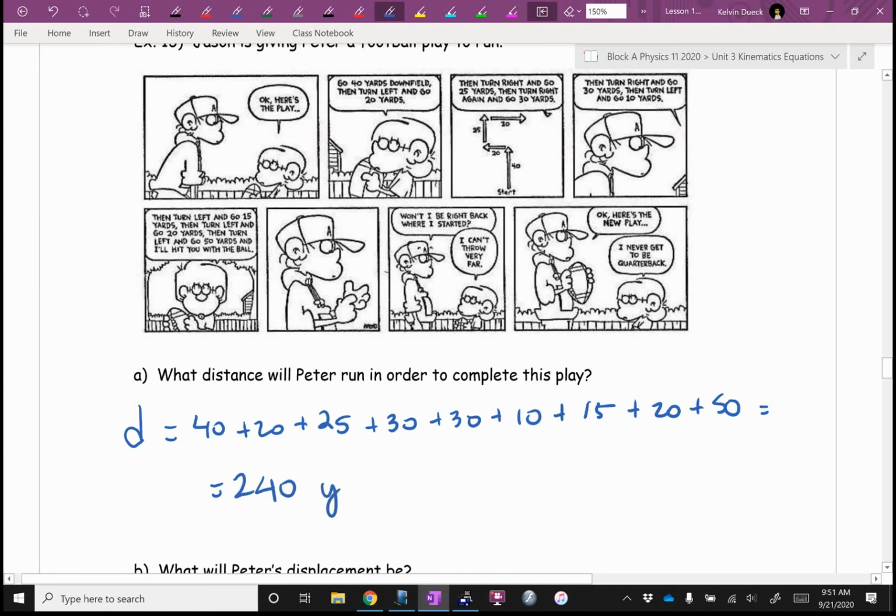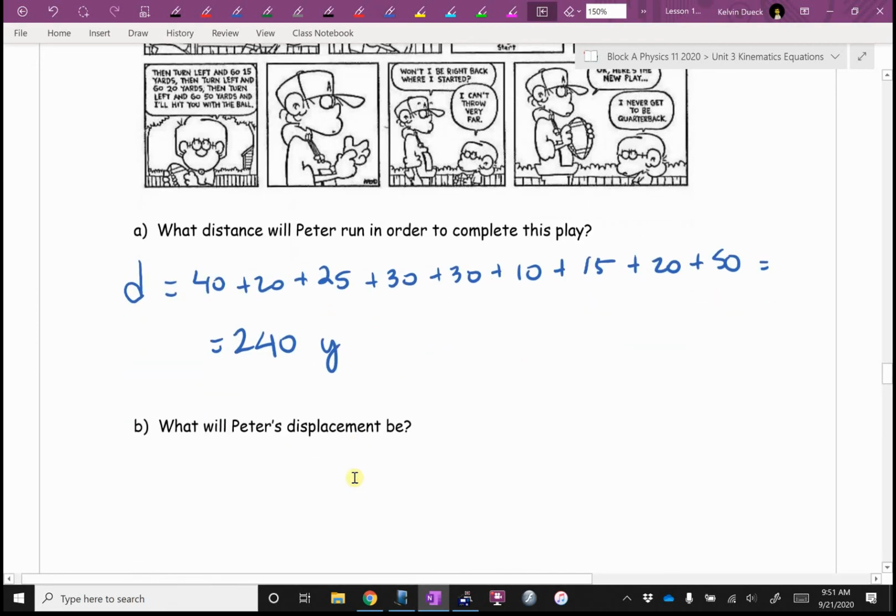And that's yards because it's a U.S. football thing. What will Peter's displacement be? What? 0. Yeah.